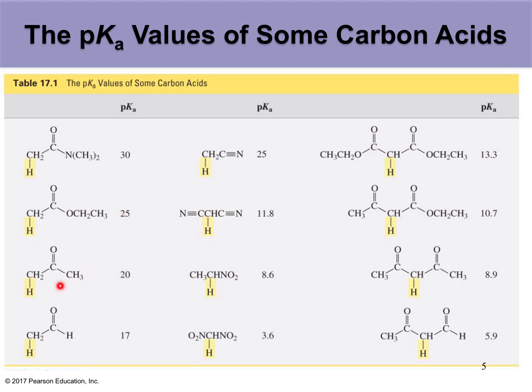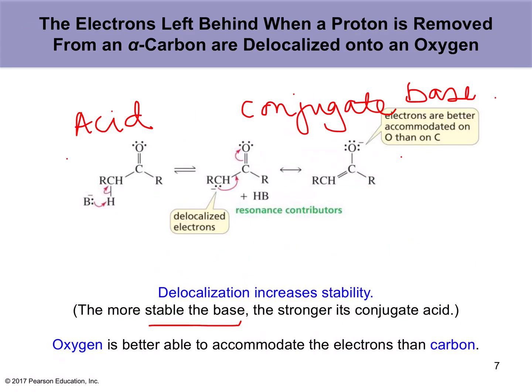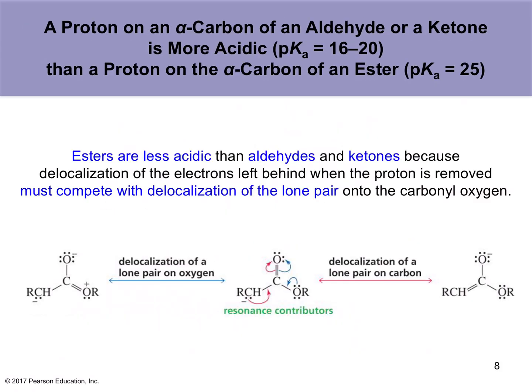The difference is, aldehyde has a hydrogen, ketone has an alkyl group, and ester has an oxygen and an ethyl group or any alkyl group. Now let's see the reason why they have different pKa values. Esters are less acidic than aldehydes and ketones because delocalization of the electrons left behind when the proton is removed must compete with delocalization of the lone pair onto the carbonyl oxygen.